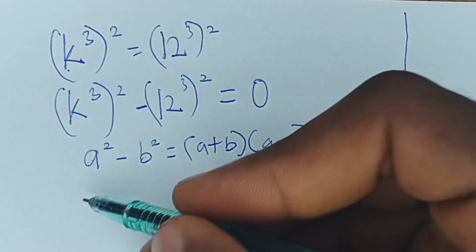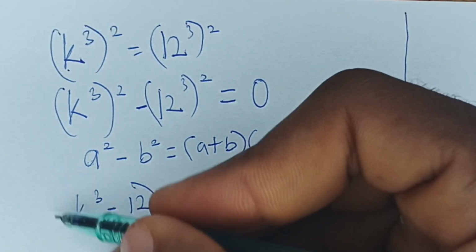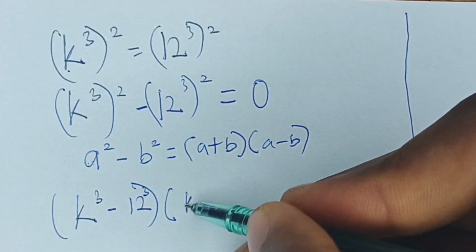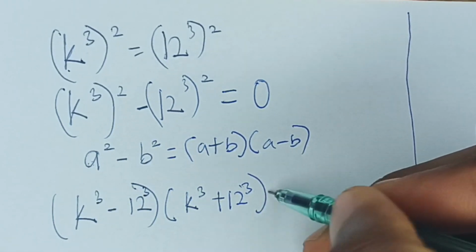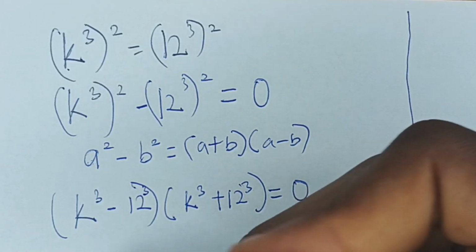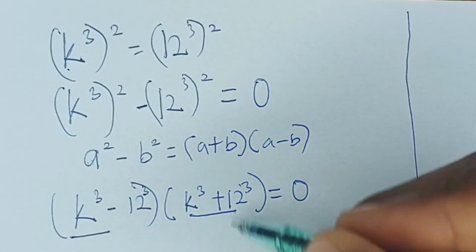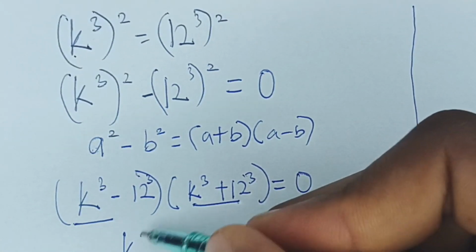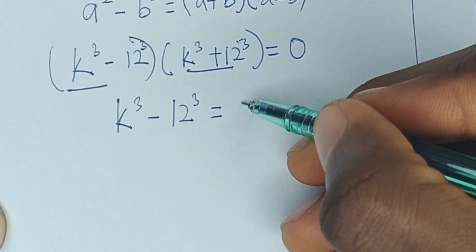Now applying this here, we're going to have what? K raised to the power 3 minus 12 raised to the power 3, okay? Multiplied by k raised to the power 3 plus 12 raised to the power 3 is equal to 0. Okay? Going further, when the product of two things is equal to 0, it's either the first one is equal to 0 or the second one is equal to 0. Okay? So it's either the first one is equal to 0. So the first one being equal to 0 means that k raised to the power 3 minus 12 raised to the power 3 is equal to 0.